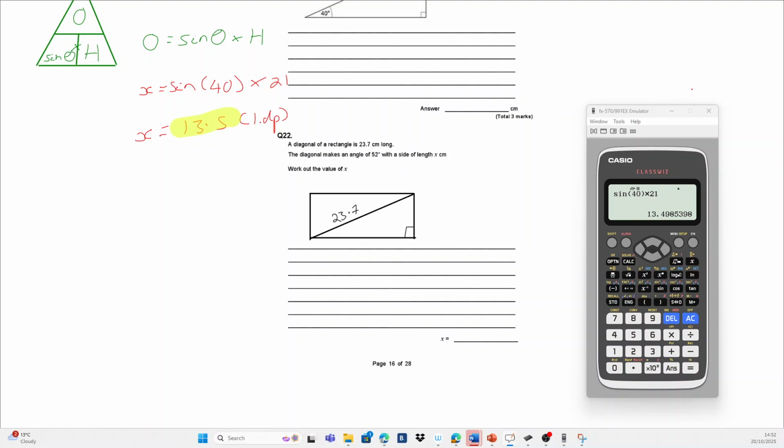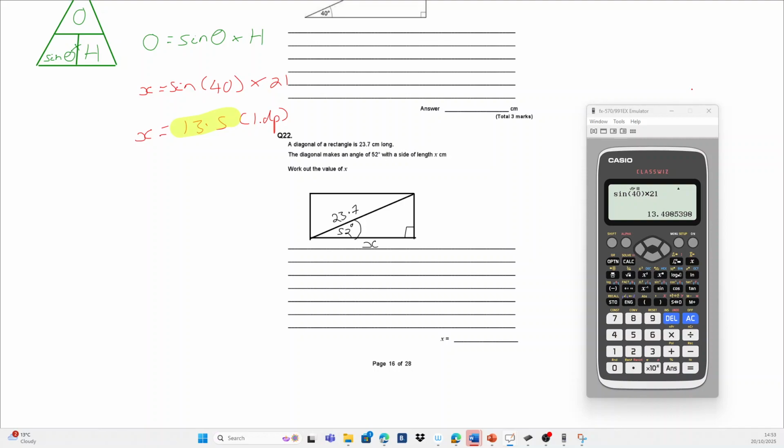So that means immediately it's going to be Pythagoras or trigonometry. The diagonal makes an angle of 52 degrees. So it makes an angle here of 52 degrees with a side length of x centimeters. So with this length here being equal to x, because the angle is made between 23.7, this diagonal here, and this length here, x. Work out the value of x.